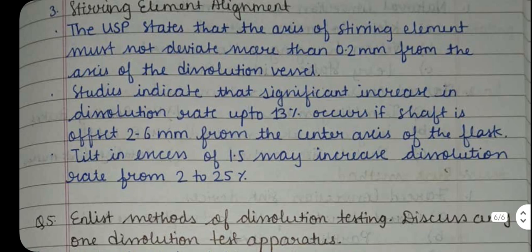Stirring element alignment. The USP states that the axis of the stirring element must not deviate more than 0.2 from the axis of the dissolution vessel. Studies indicate that a significant increase in dissolution rate, up to 13%, occurs if the shaft is offset 2 to 6 mm from the center axis of the flask. Tilt in excess of 1.5 may increase the dissolution rate from 2 to 25%.